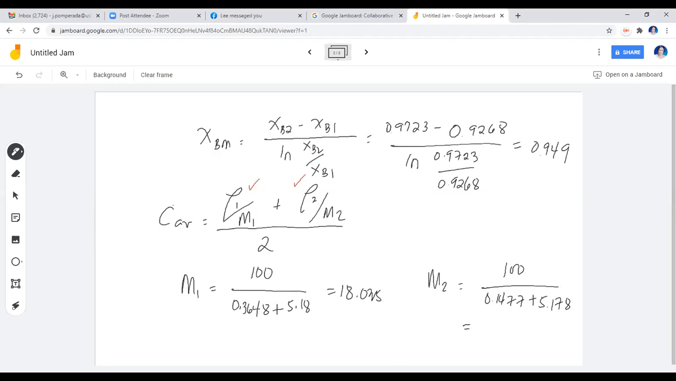And that should be 18.777. Now you have already the two molecular weights, then you can go back to the formula that we have for the average concentration.